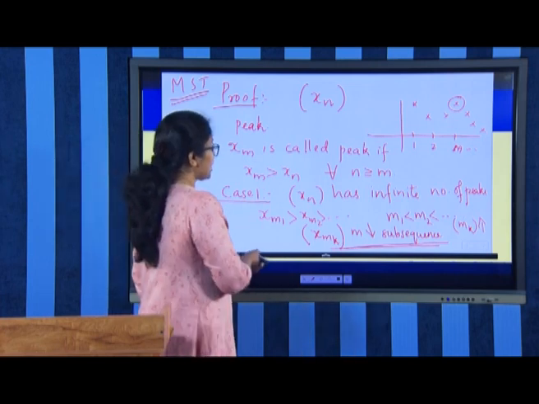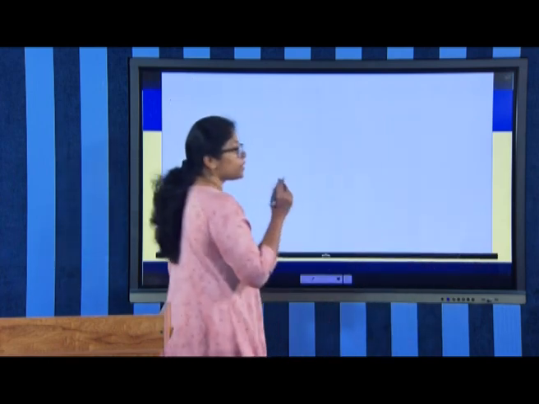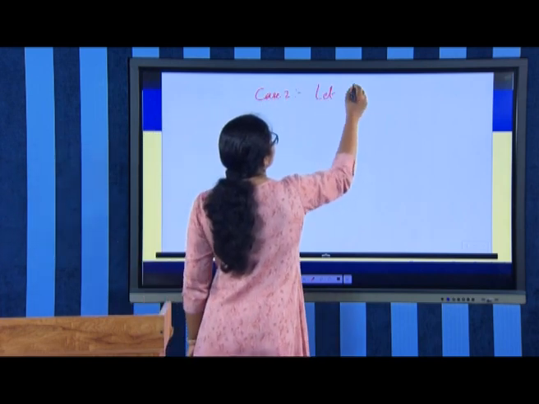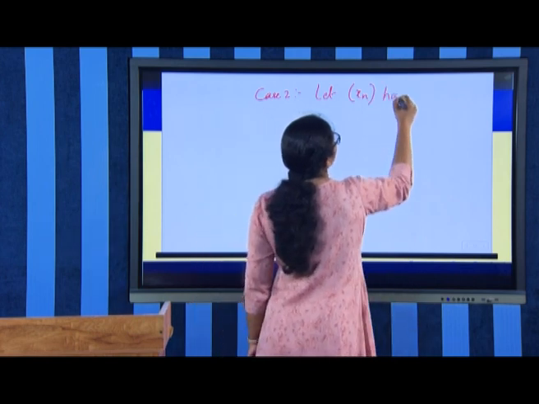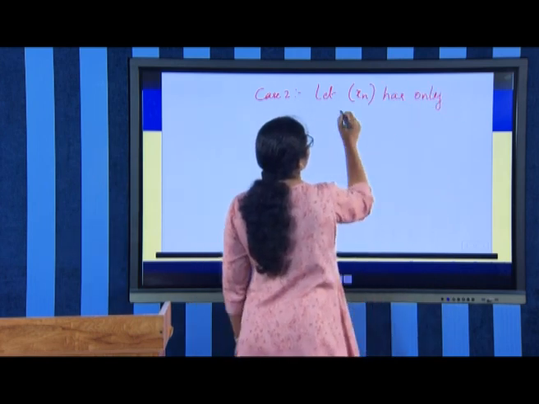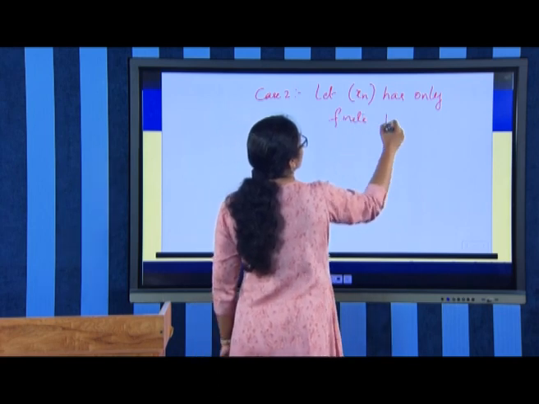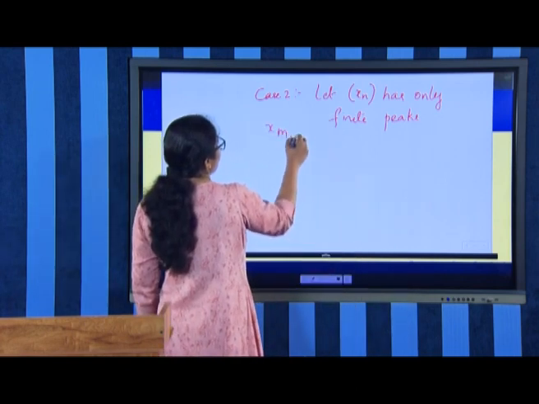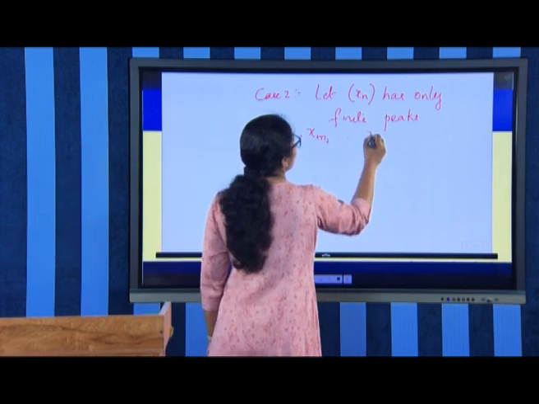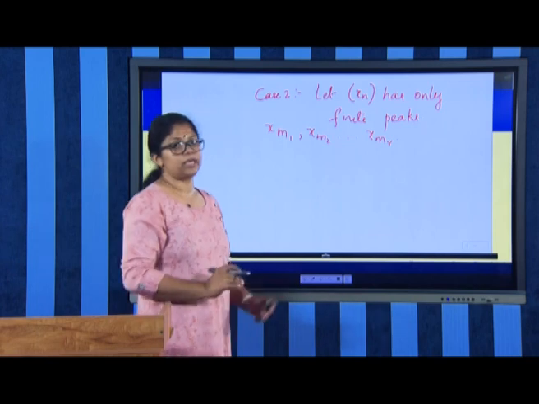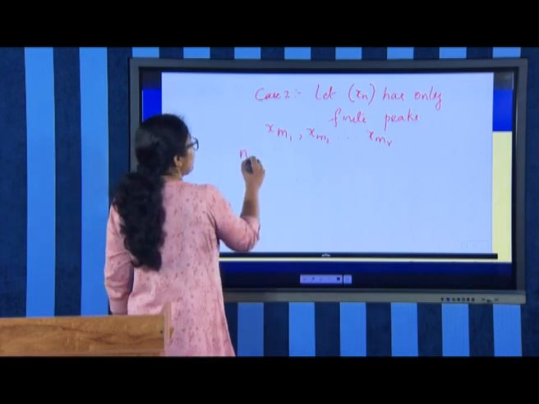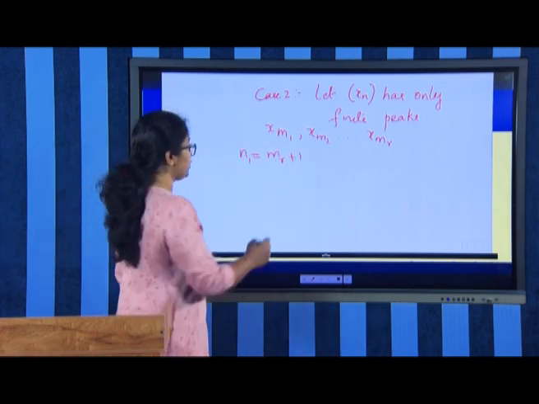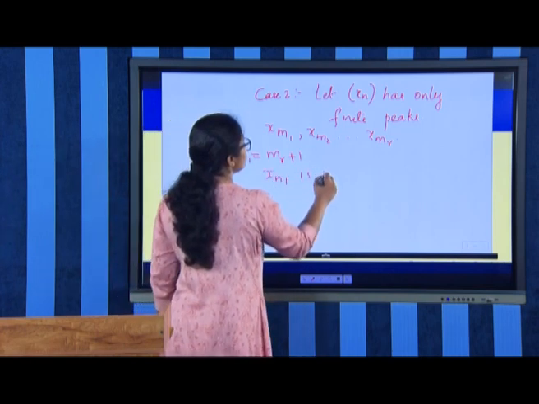Now, consider the next case, that is, suppose it has only a finite number of peaks. Case number 2: let the sequence xn have only finitely many peaks. We can arrange those peaks as, say, xm1, xm2, etc., up to some xmr. After that, there are no peaks. Now, consider n1 equal to mr plus 1. Then definitely xn1 is not a peak.